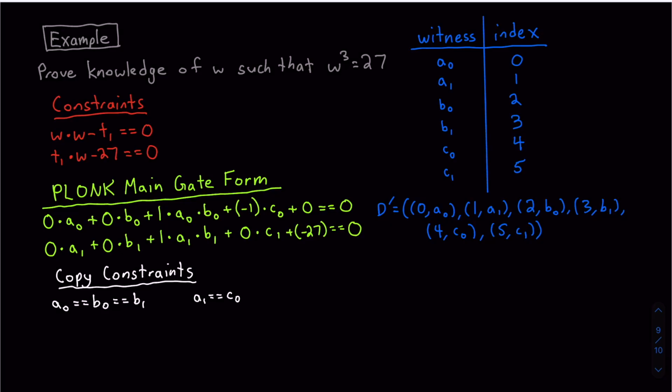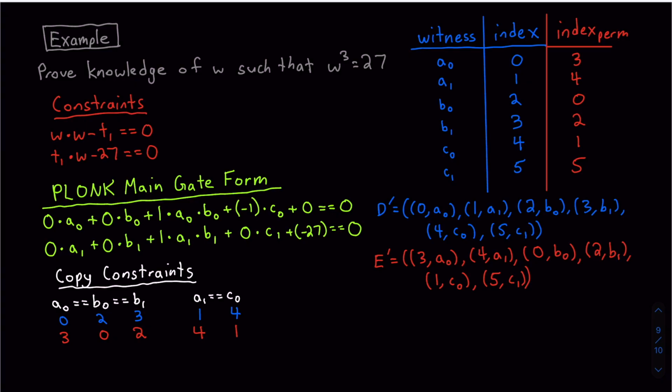So for the first copy constraint, we have the witnesses A0, B0, and B1, which are originally at indices 0, 2, and 3. We rearrange them, so now A0 is index 3, B0 is index 0, and B1 is index 2. For A1 and C0, originally 1 and 4, we rearrange them to 4 and 1. The remaining witness C1 stays at its original index, 5. Our new ordering is therefore 3, 4, 0, 2, 1, 5, which is our desired permutation. Therefore, the multiset of tuples becomes the following.